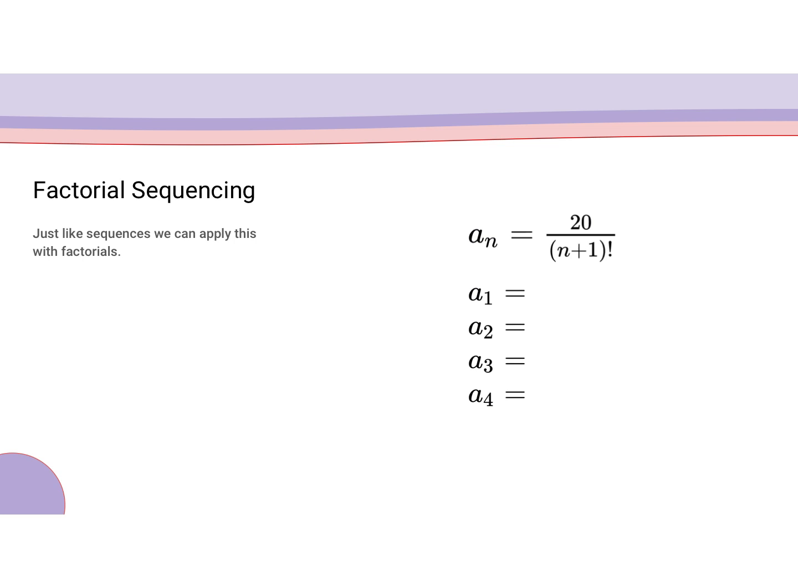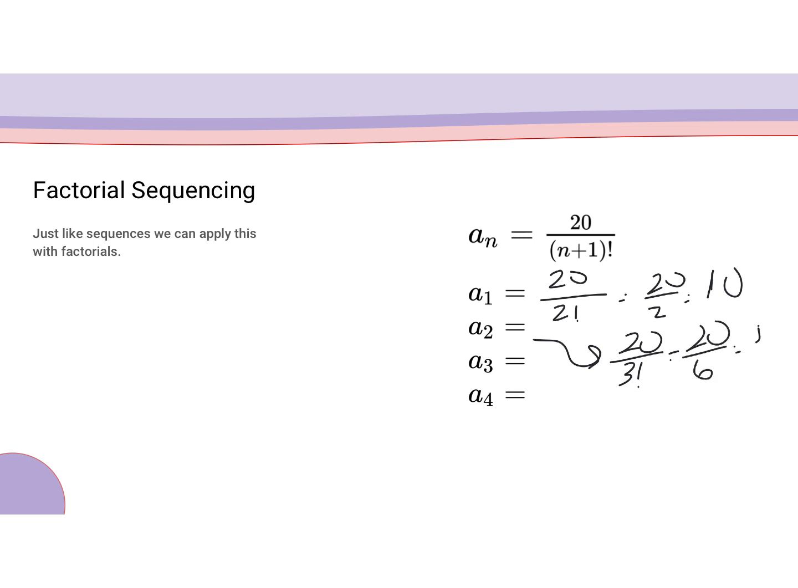And of course we can do sequences with this. So if I do 20 over 2 factorial, that's 20 over 2, and that's 10. I'm going to use some arrows here. So 20 over 3 factorial. Well, 3 factorial is 6, so 20 over 6, and that would be 10 over 3.